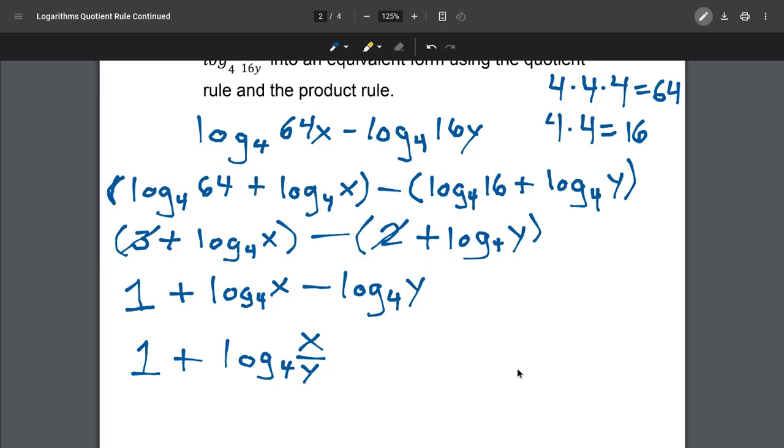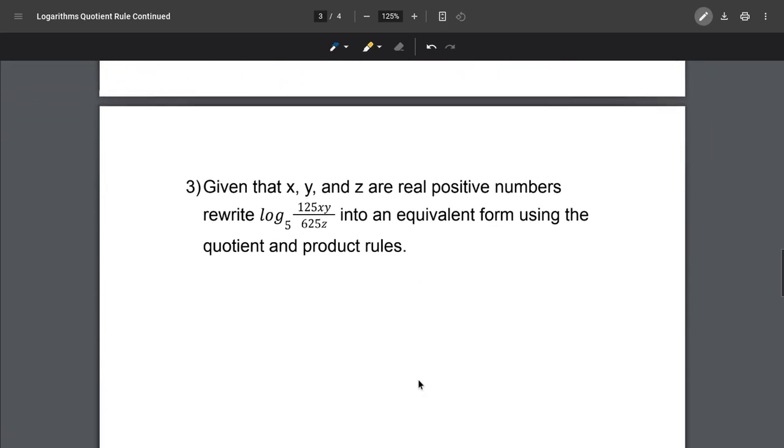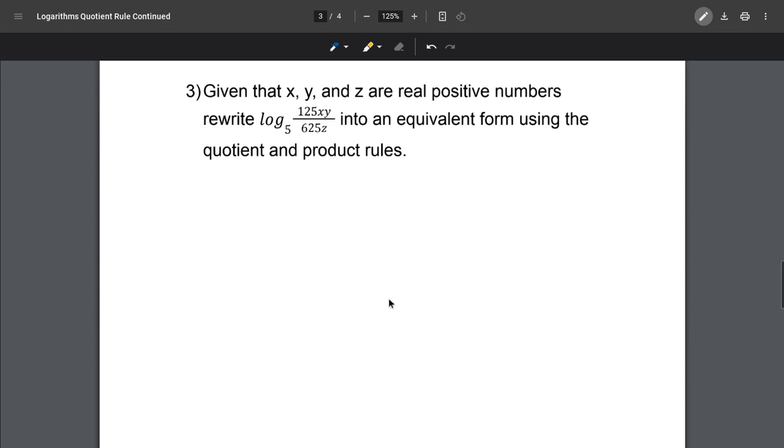Okay, let's keep going. Let's try another one. All right, this next one. Given that x, y, and z are real positive numbers, rewrite log base 5 of 125xy over 625z into an equivalent form using both the quotient and product rules.